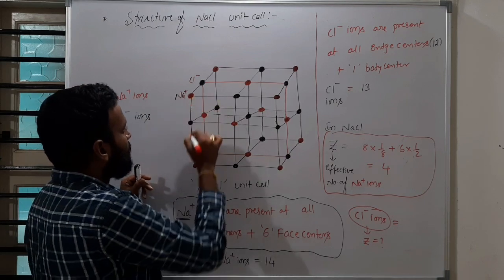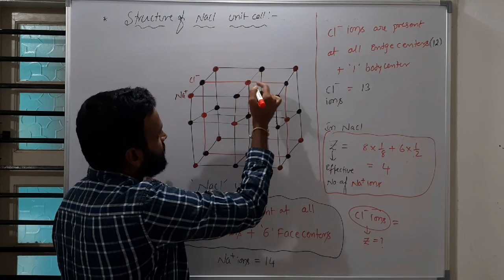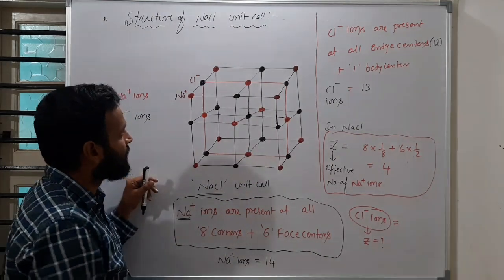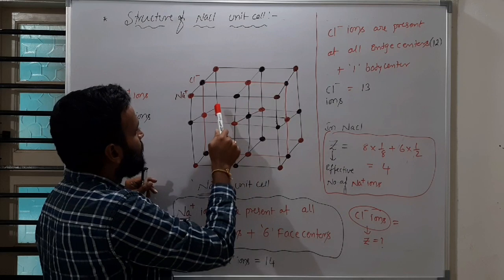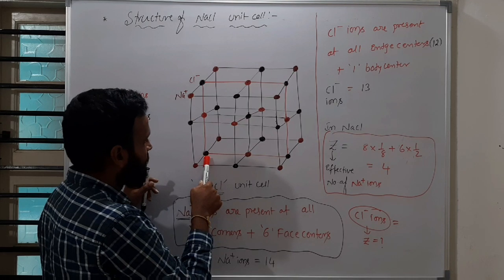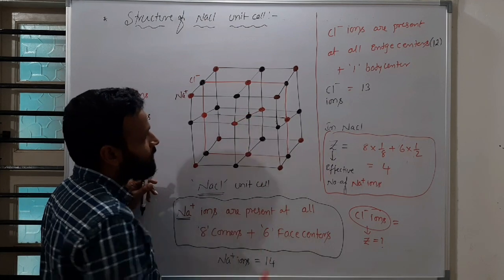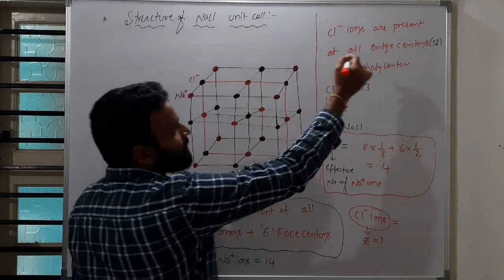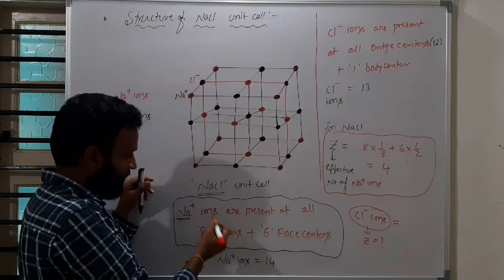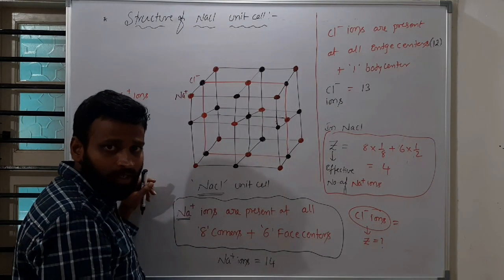Getting what I'm saying? In this way you have 4, and 4 more, so you have 5 and 6. In total you will have 12 edge centers. You can check here: 1, 2, 3, 4, 5, 6, 7, 8, 9, 10, 11, 12 edge centers. And also Cl minus is present at the body center. So Cl minus ions are present at all edge centers in my diagram. If you start with Cl minus here, then instead of Na plus we have Cl minus here. Getting what I am saying? So these are very important.